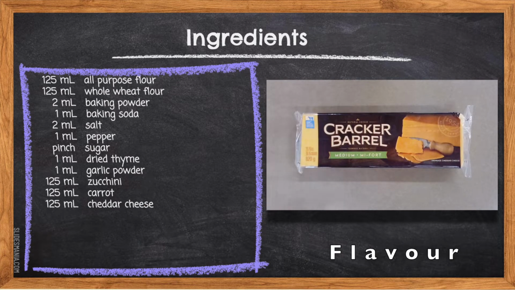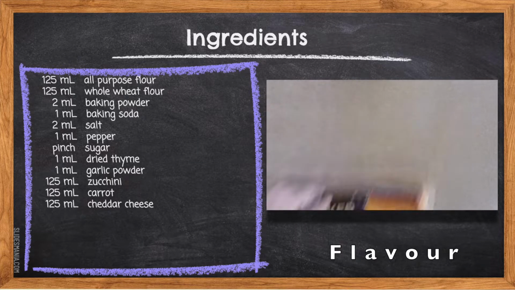125 milliliters cheddar cheese. Cheddar cheese will add a distinct, tangy, prominent flavor to our muffin that will complement well with our other flavors. It also melts very easily, so it will not add extra texture to our muffin since we already have it with our vegetables.